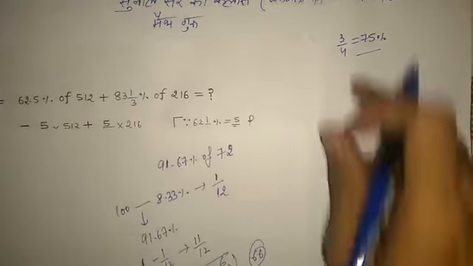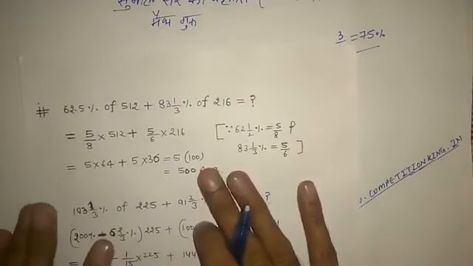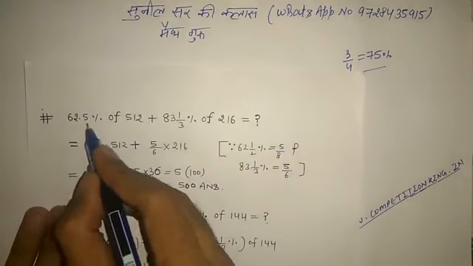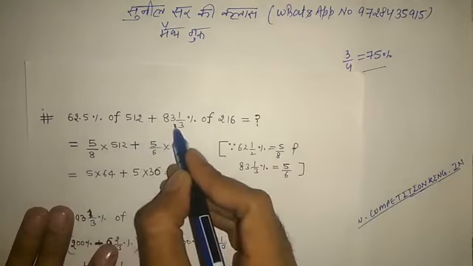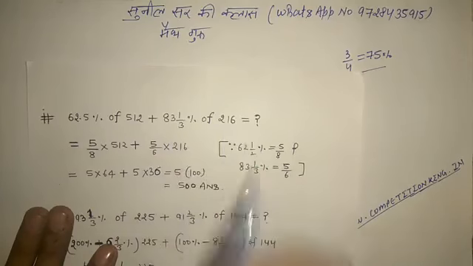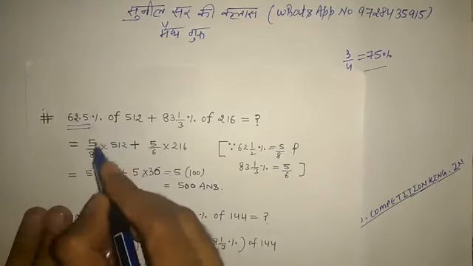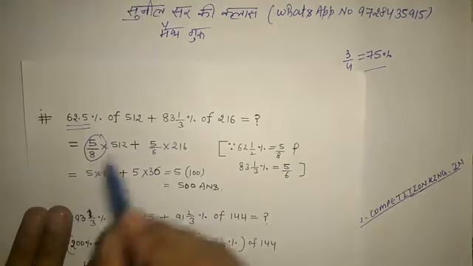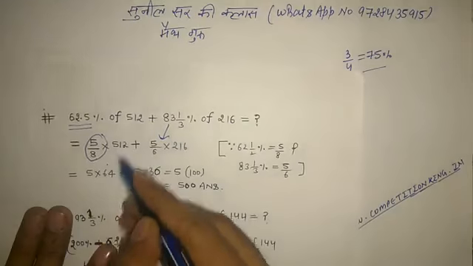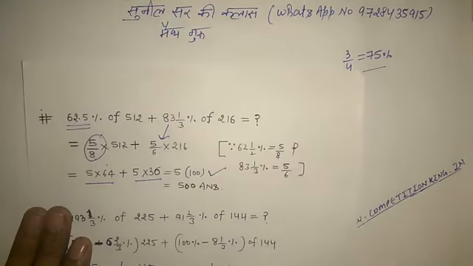See another example. See this question. 62.5% of 512 plus 83 integer 1 by 3 percentage of 216. If I know 62.5% is equivalent to 5 by 8, I can plug this in, and this equivalent is 5 by 6. It is very easy. Now we can solve. The answer is 500 as I have written.